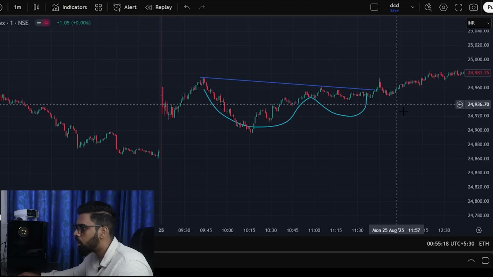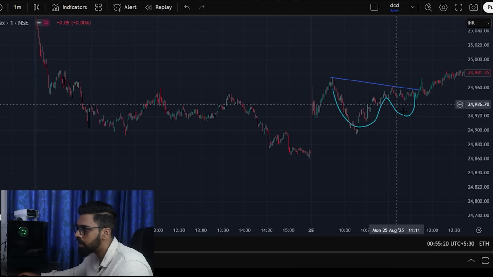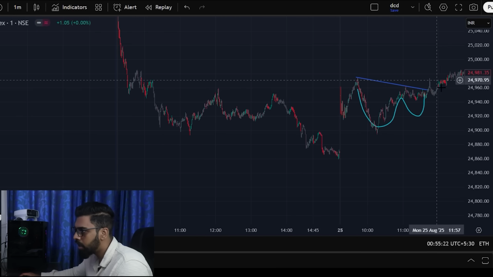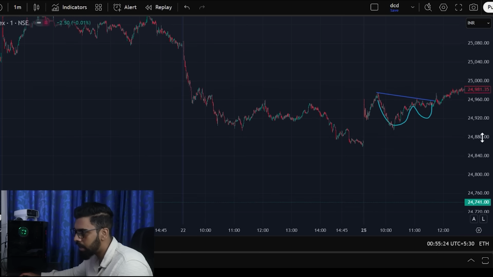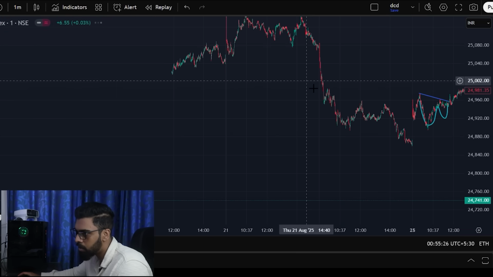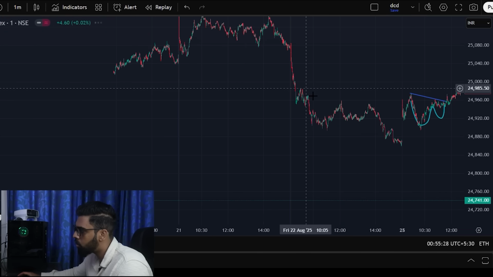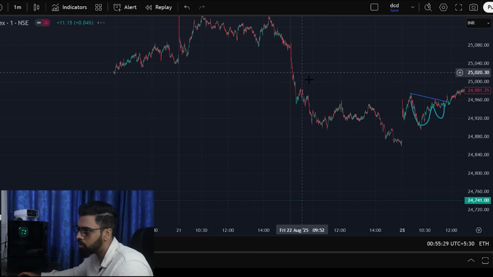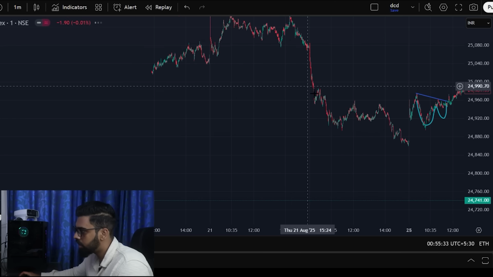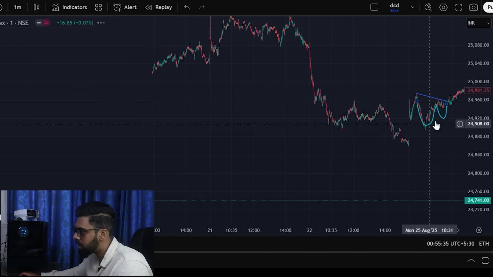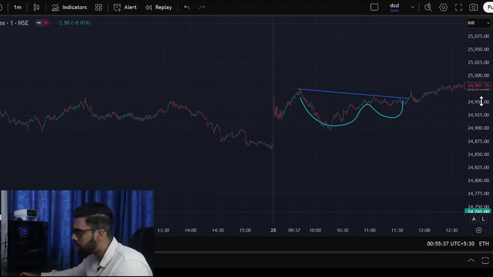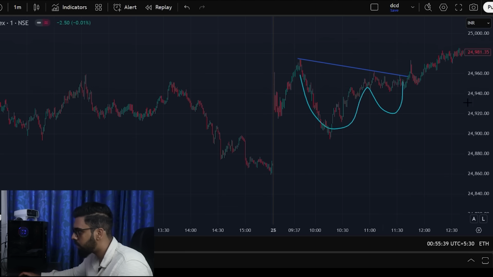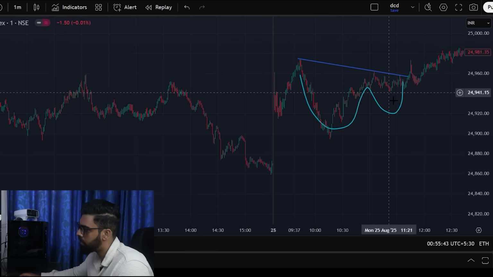So if you are looking for a logical stop loss, guys, you can look at the previous swing points. That is, we find a good amount of resistance over here at around 24,995. So this here will be our logical target, and stop loss, as we discussed, will be at the previous swing levels, and stop loss we can have it at around 24,940 levels.